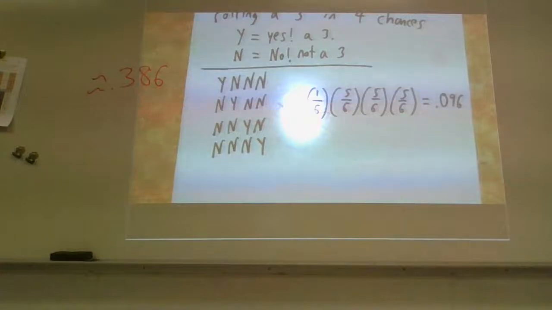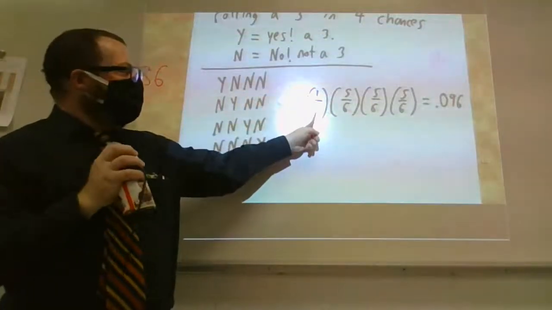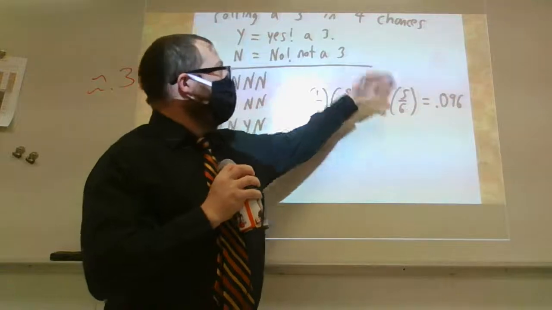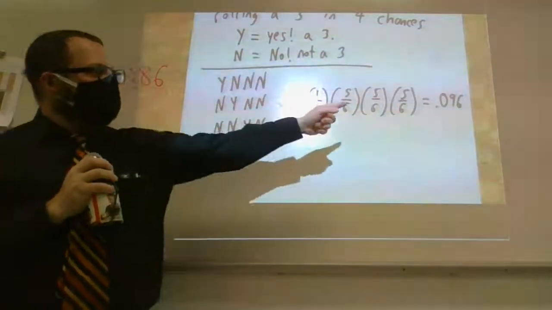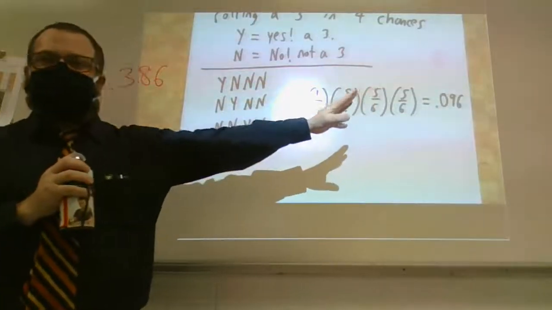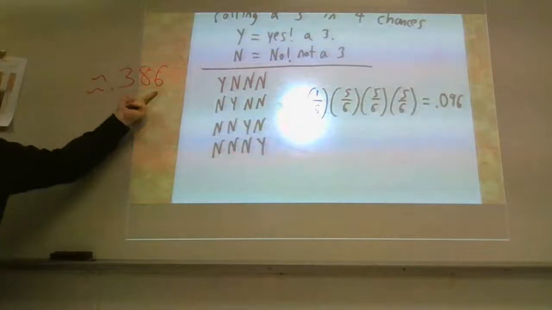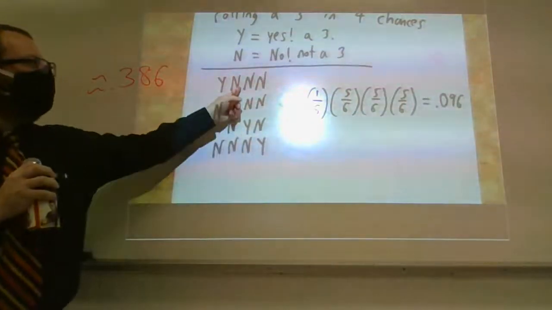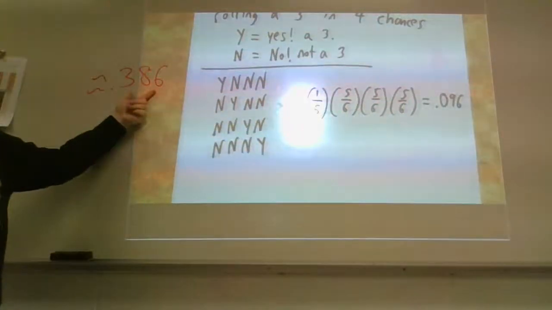Because I'm very excited for what's about to happen here. Watch this. This is the chance of getting a 3. These are the chances of not getting a 3 because we're only getting exactly 1 3. But that's not our answer, 0.096. Look at the 0.096. And now look at the actual answer, 0.386. Look what's on the board here. Look at that number, and look at this number.